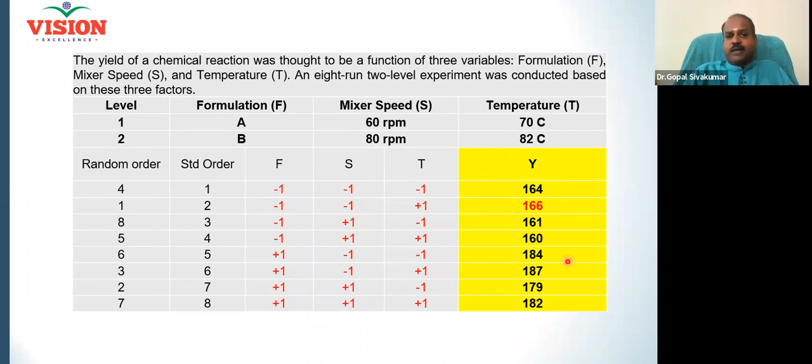What is the experimental output? Can one of you tell me? What is the output here? The output here is the yield of the chemical reaction. The number is representing the yield of the chemical reaction. So the yield is recorded. Now I want to optimize it. Optimizing means the level for F is finalized, S is finalized, T is finalized. That is the outcome of the experimentation.